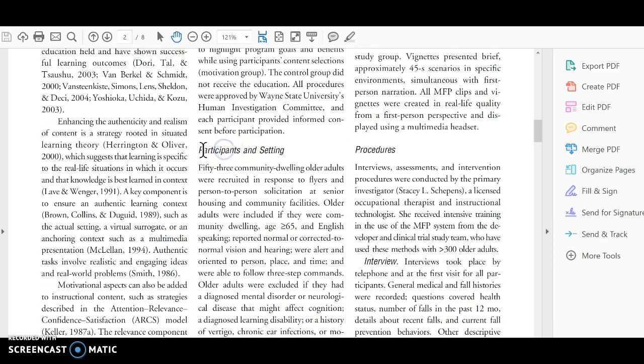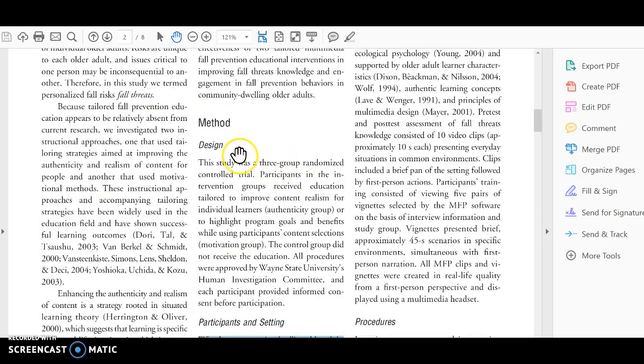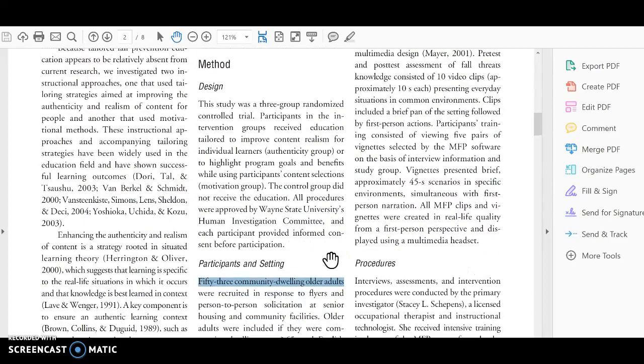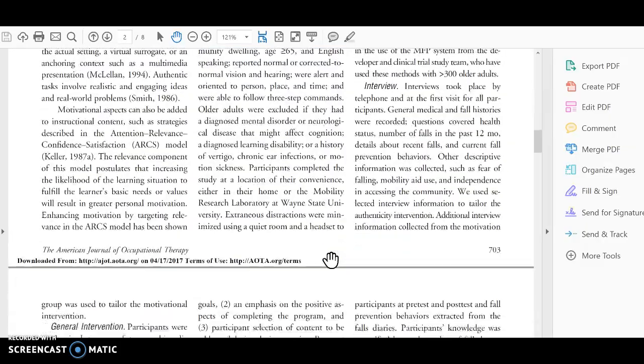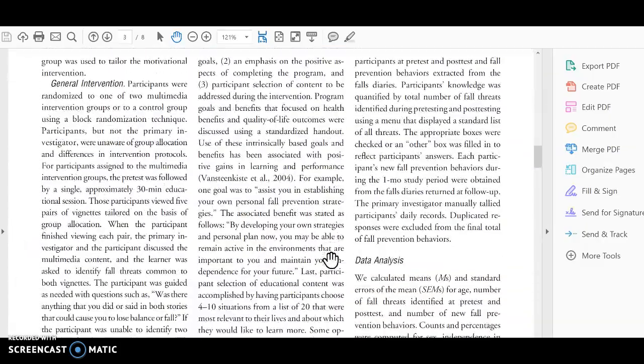Now, participants and setting. Here, they also only used 53 community-dwelling older adults. That's also important. So this 53 community-dwelling older adults is your sample size. The design, this 3-group randomized controlled trial, is what's going to help you understand why they used certain inferential statistics. Now, everything in the article, of course, is important, but I just want to point out, again, focusing on the stats.